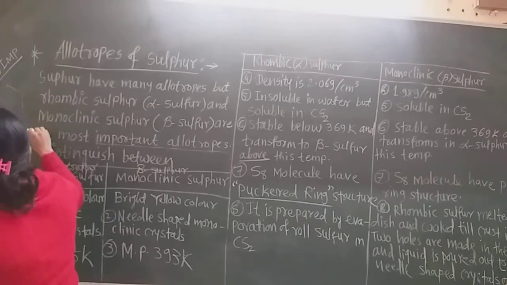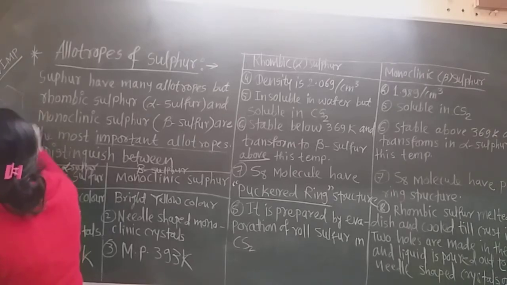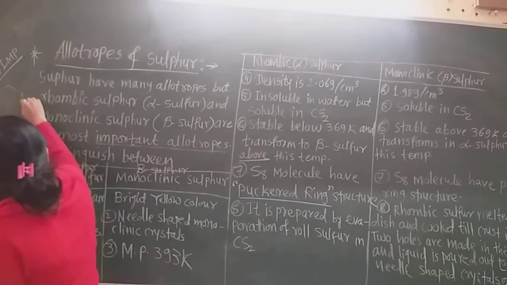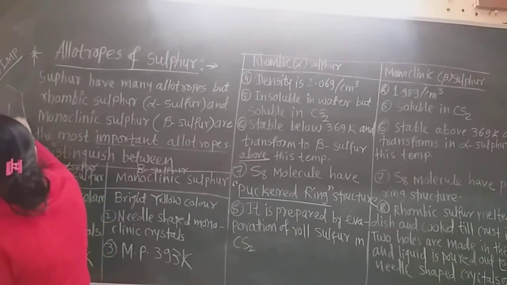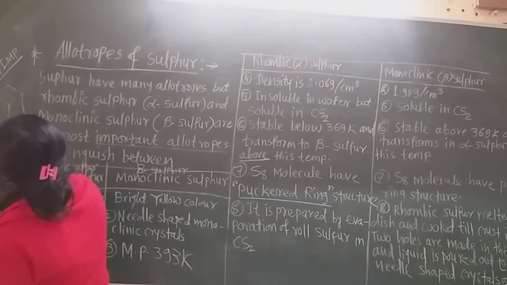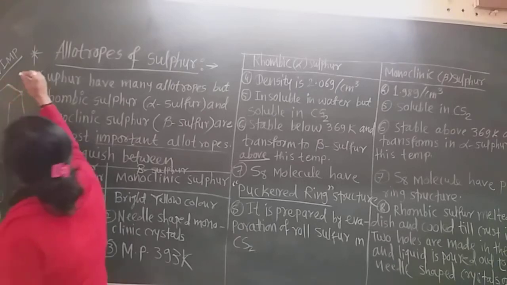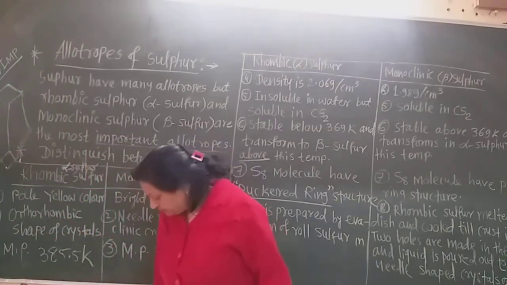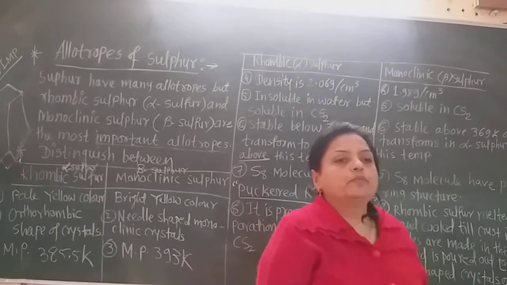Now in the middle it becomes slightly, now such shape as shown on the blackboard. The rhombic sulfur crystals, such type of shape is there for the rhombic sulfur.